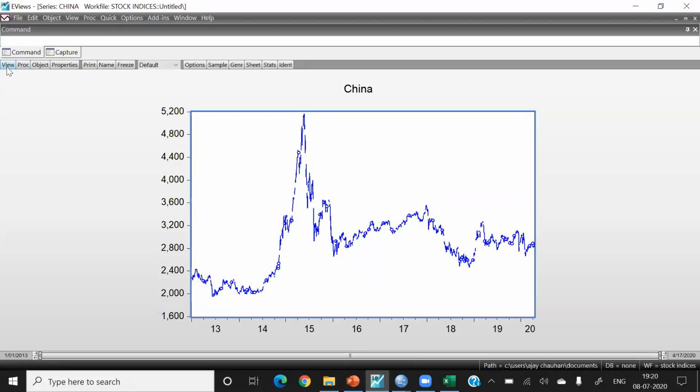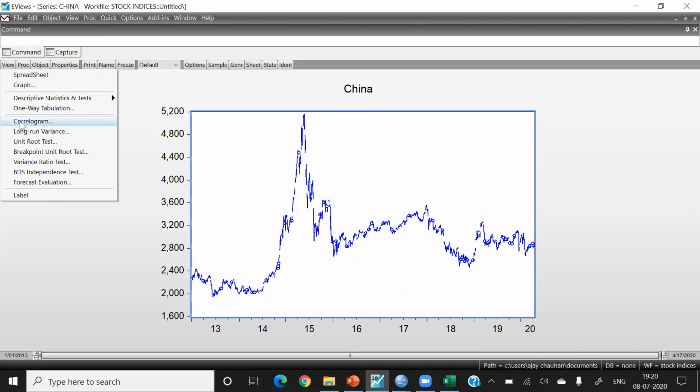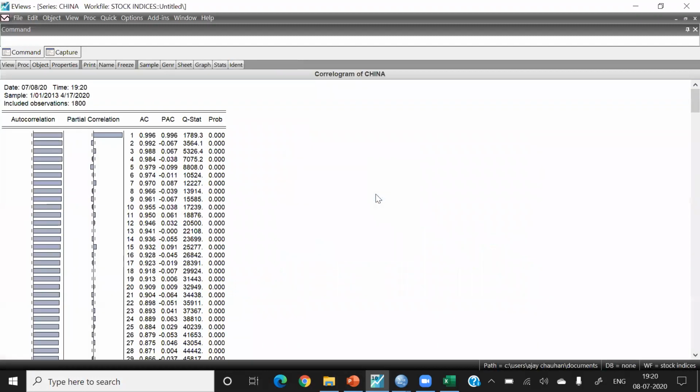Okay. The second thing which I want to see is the correlogram. So what is the correlogram? Let me explain. This chart is known as the correlogram chart, and here in this correlogram chart, this is the autocorrelation, this is the partial correlation, and this is the value of autocorrelation, this is the value of partial autocorrelation, and it is the Q statistic and the probability. So what is this autocorrelation, partial autocorrelation? I am explaining to you.